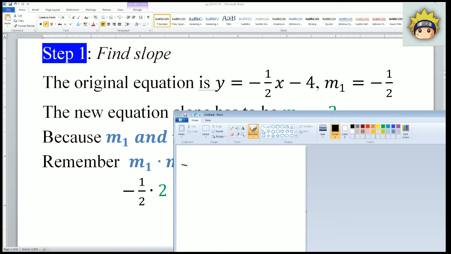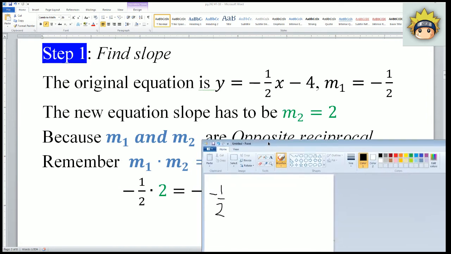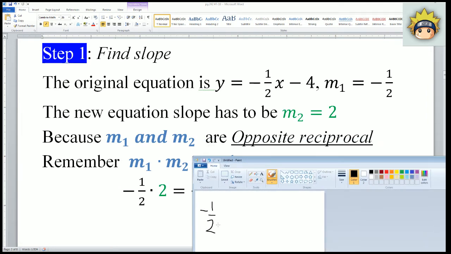of -1/2. First of all, I want to find the opposite. So let me find its opposite. The opposite of that will be -2/1. Oh no, I'm sorry. What's the opposite of -1/2? +1/2. Good? This is +1/2.